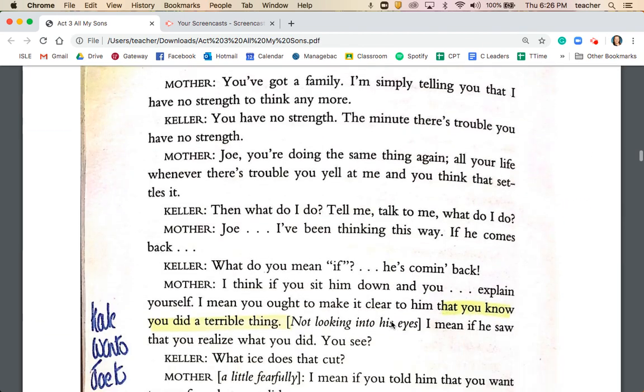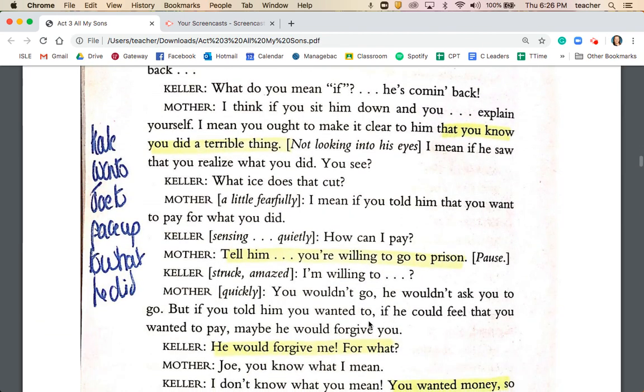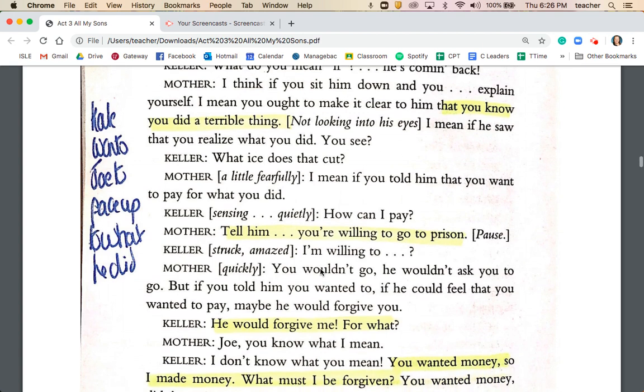So on the next page, if we scroll down to here, this exchange between Mother and Joe, she says to him, I mean, you ought to make it clear to him that you know you did a terrible thing. So she's trying to build bridges and put right the destruction of the relationship between Joe and Chris. And she suggests that what Joe should do is to tell Chris that he's willing to go to prison here. And so she's trying to put this situation right, to right a wrong that's been done there, and to build a bridge between father and son.